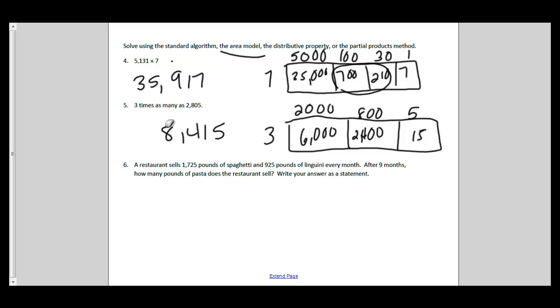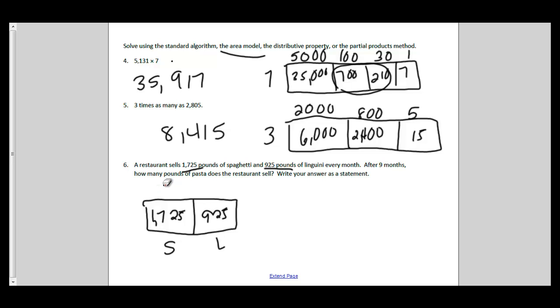So we're going to have to model this one. A restaurant sells 1,725 pounds of spaghetti and 925 pounds of linguine every month. After 9 months, how many pounds of pasta does the restaurant sell? Write your answer as a statement. So I'm looking at this thinking this is probably going to be a 2-step problem. So first of all, it's not comparing anything. So when I draw my tape diagram, I just draw one tape diagram. And I've got 1,725 pounds of spaghetti and then 925 pounds of linguine.